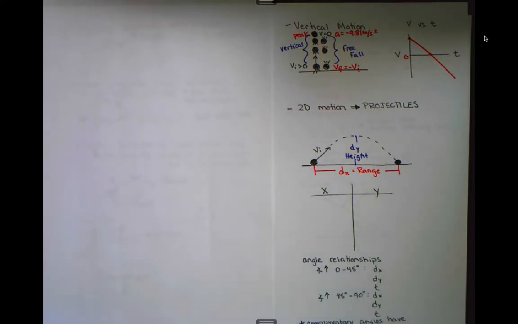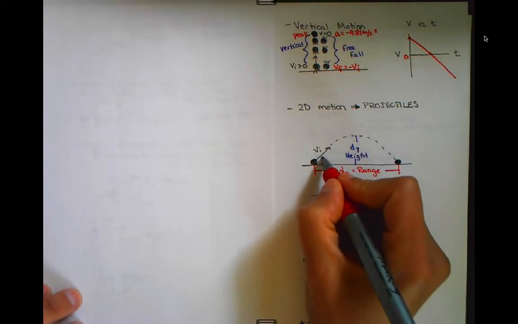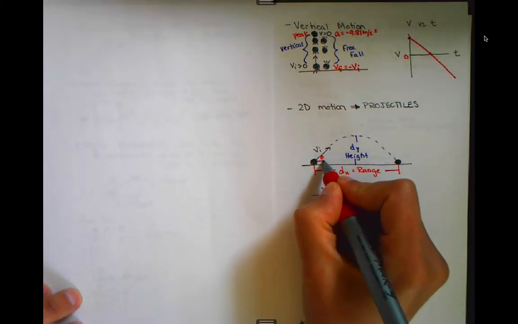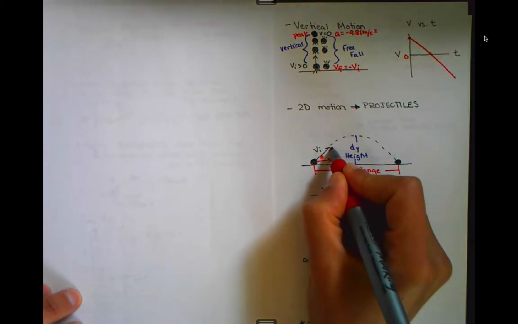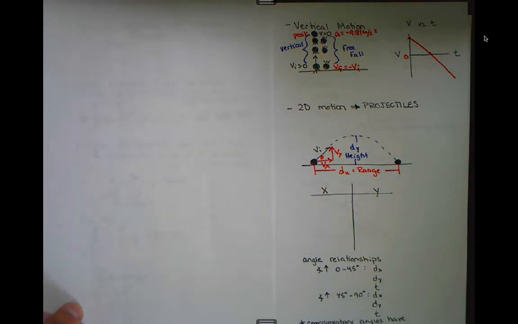Then we combine things and we started talking about 2D motion, projectiles, my absolute favorite unit. So remember, with projectiles, we're launching or throwing or kicking something at an angle. So we'll call this theta. And the very first thing you have to do is break this vector into its x and y components. So that's why we spent so much time talking about vectors.